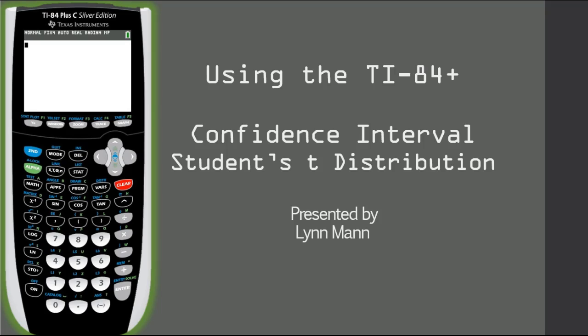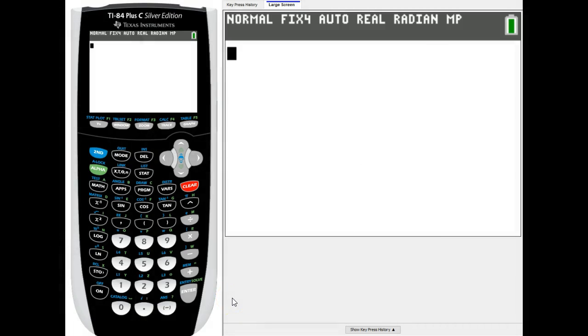In this lesson, we'll be going over confidence intervals for the Student's t-distribution. Using the TI-84 Plus to construct a confidence interval for a t-distribution is pretty straightforward. So I'm going to plug some data into a list.